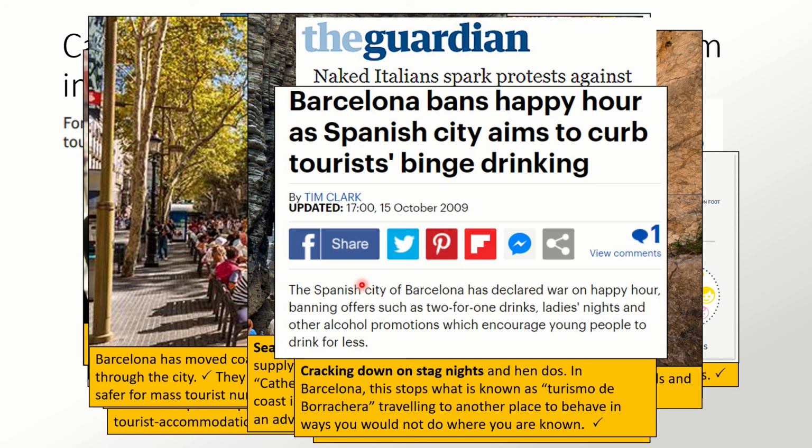And here's a slightly more simplified way of understanding it. Basically, what they've done is they've banned happy hour. So there's a period in the evening when drinks are more cheaply priced to encourage people in, and they've banned that. And that makes binge drinking less affordable, and then it puts off young groups of lads and lasses coming over and acting inappropriately.